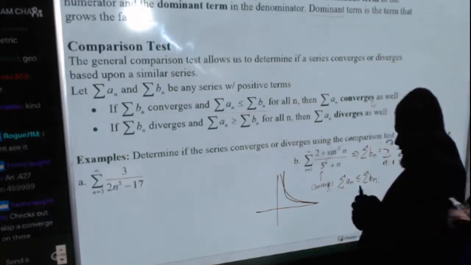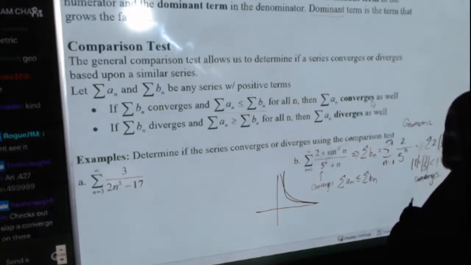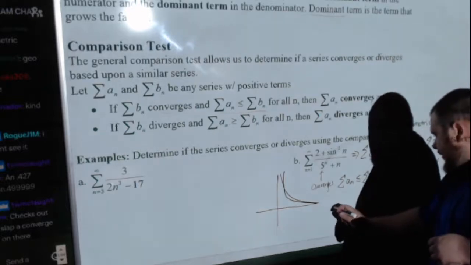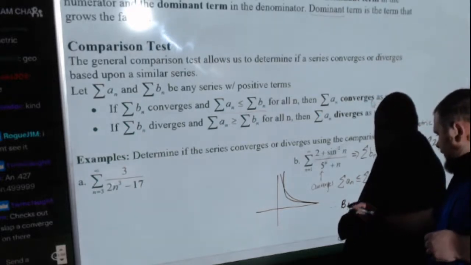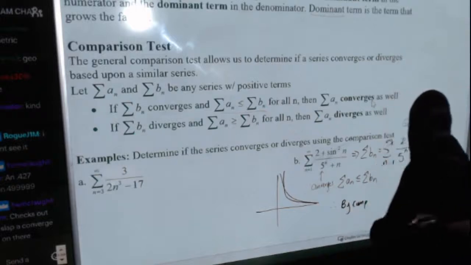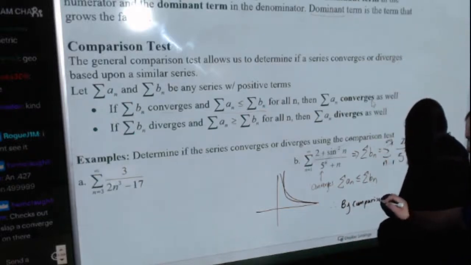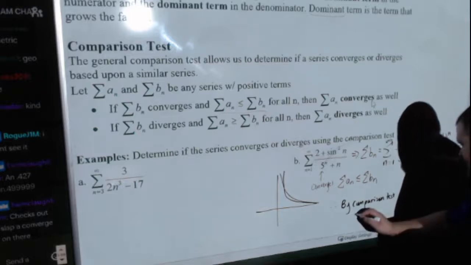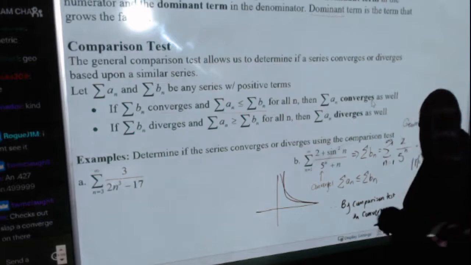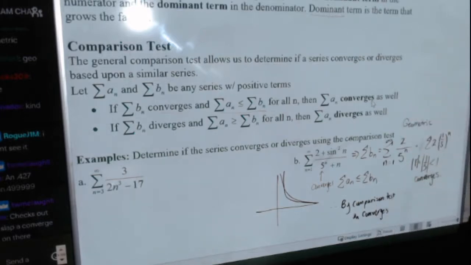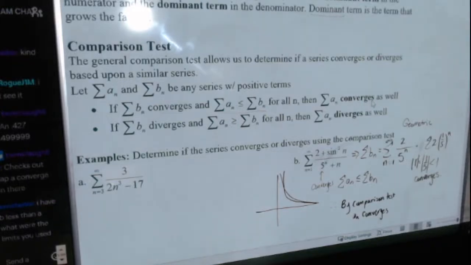So what I would like you guys to do is, at the end of the problem, say, therefore, by the comparison test, a sub n converges. And I want you just to get in the habit of doing something like that, because when it comes time for the exam, I'm going to ask you to tell me what test did you use, and then does it converge or diverge?